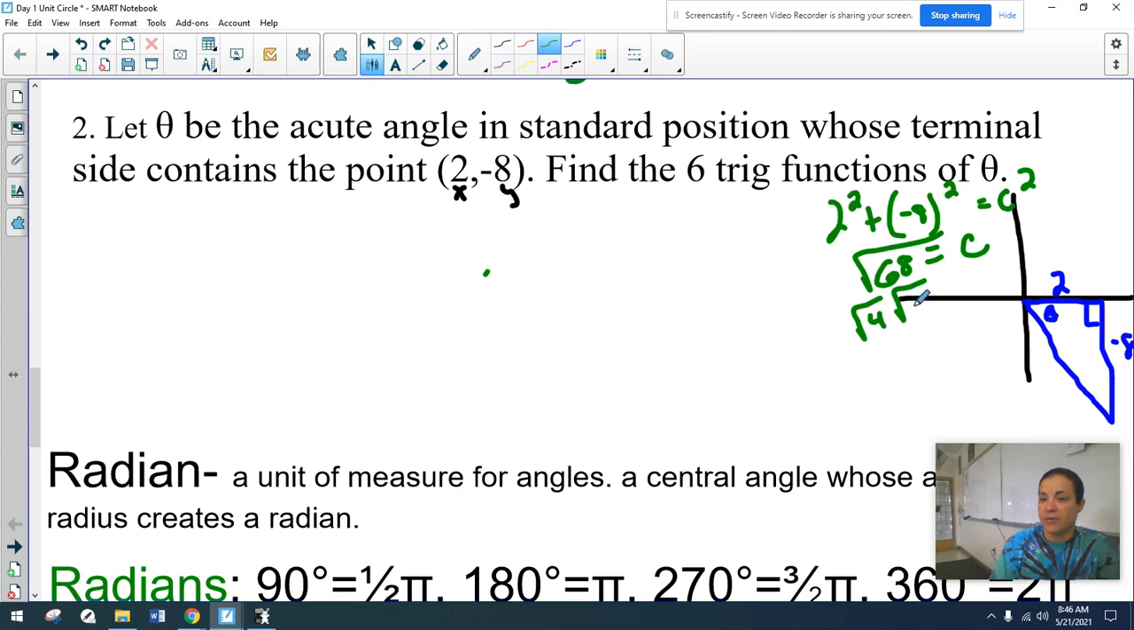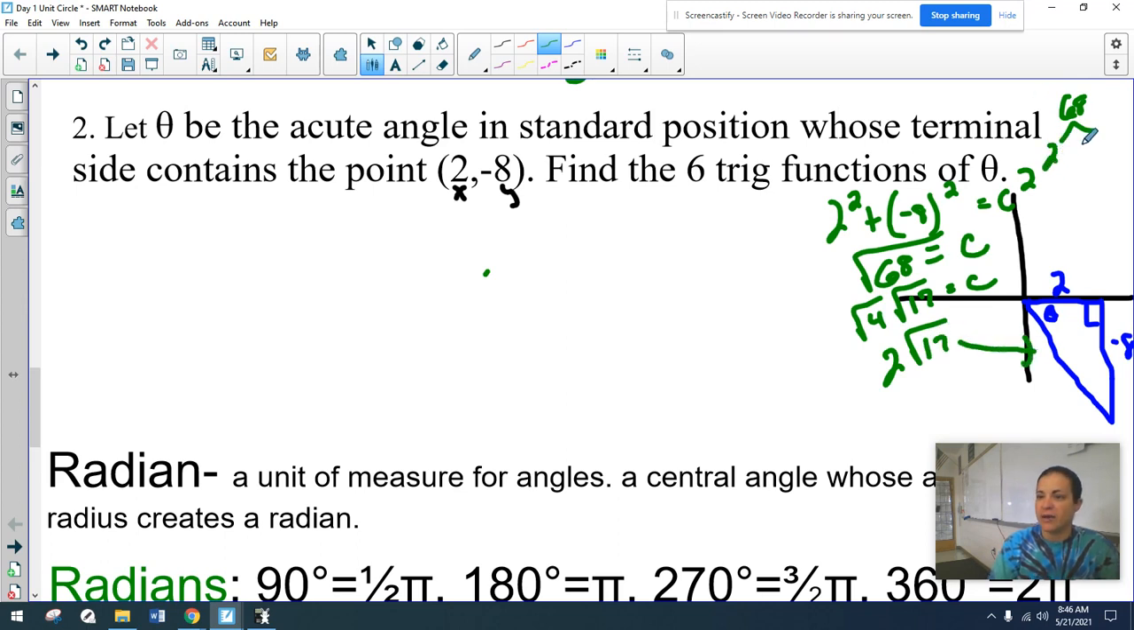This is the square root of 4 times 17. Okay, so I don't know, I think most of you did the factor trees. This is how I've always done it: I just find a perfect square that goes into it. So this is just 2 square root of 17 for your hypotenuse.